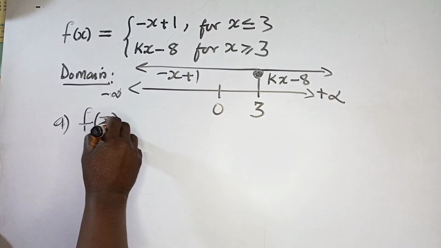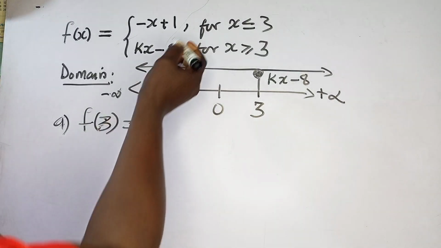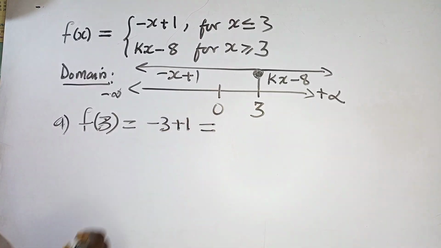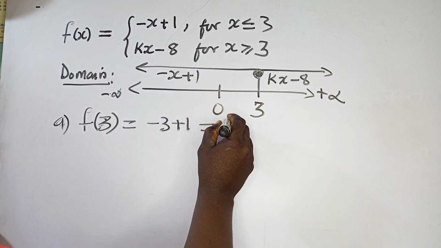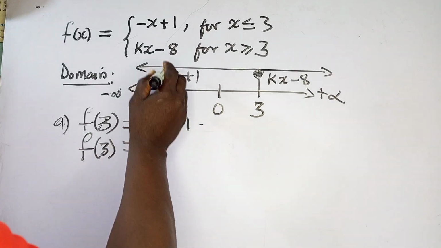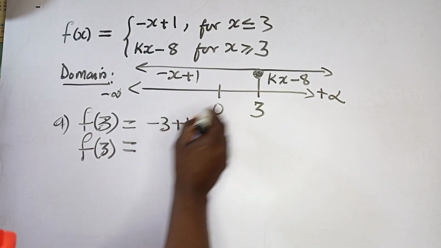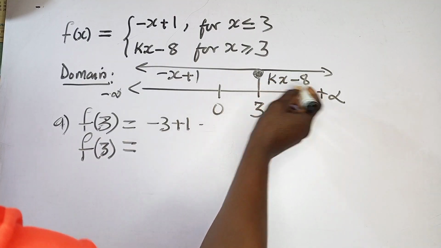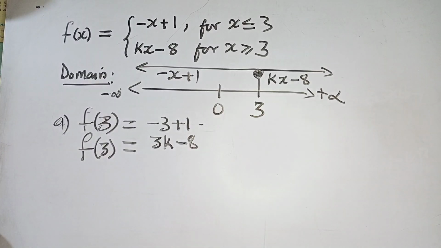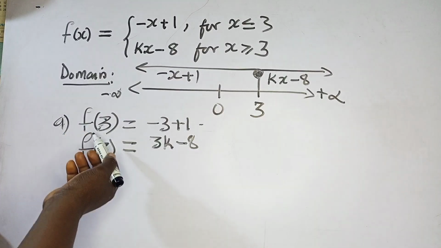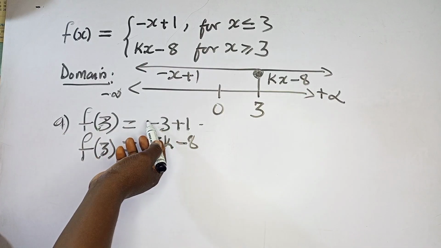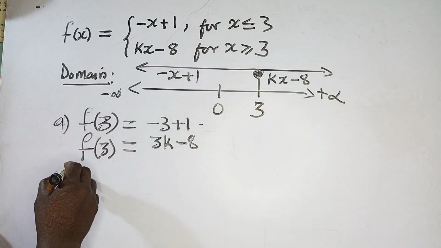The function value at 3, f of 3, will be negative 3 plus 1. Let's first of all define them separately. f of 3 is found this way, f of 3 is also found that way. So we'll have 3 multiplied by k, which is 3k minus 8. Now, since the left-hand sides are equal, f of 3 and f of 3, we have the right to equate the right-hand sides also.